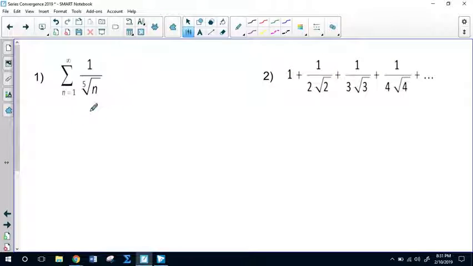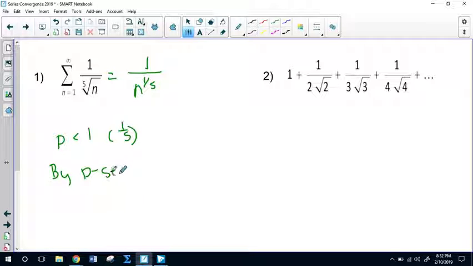All right, so we're going to do a couple here. The first one is written in terms of series, with the summation notation, and the second one is just written out in its terms. If it helps, you might want to rewrite this, but you do not have to. So this can be rewritten as 1 over n to the 1/5. This is a P series, and clearly P is less than 1, happens to be equal to 1/5. So therefore, by the P series test, this problem diverges.